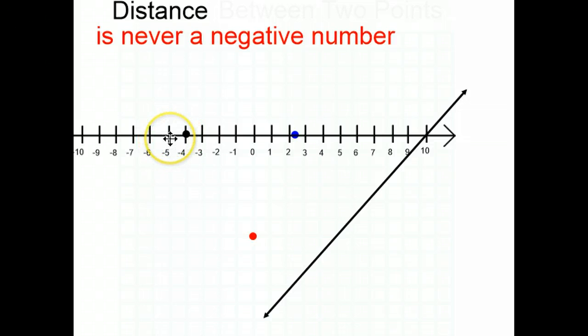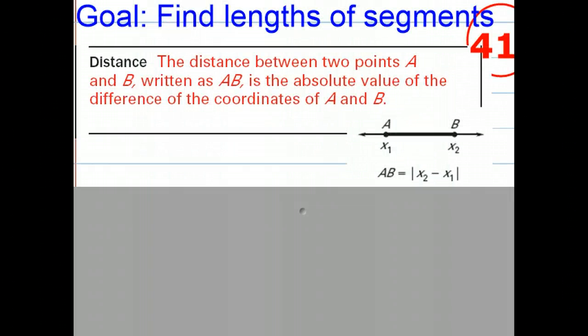So how do you come up with a formula to represent this as well? Well, the formula that we can use is called the absolute value formula. So let's take a look at that. Here on page 41 of our notes, we see that the distance between 2 points is the absolute value of the difference of the coordinates of A and B. So in this case, it looks something like this, where x1 and x2 are the positions of the points A and B. Let's apply it to our previous problem.